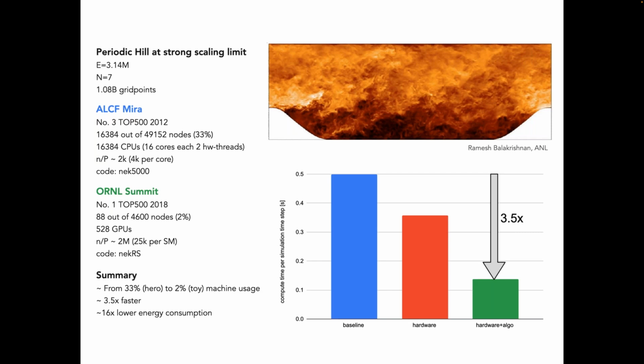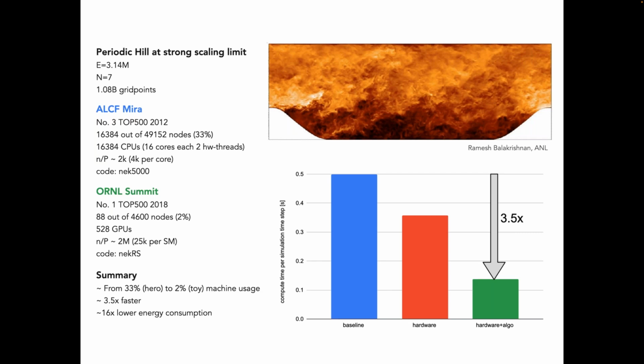And this is at the strong scaling limit, meaning we try to increase the node count as much as we can in order to reduce the time to solution. And like 3 to 5 years ago, we repeated that same case, and we only needed like 2% of Summit. And overall, we're still 3.5x faster, and the simulation consumed about 16x lower energy.